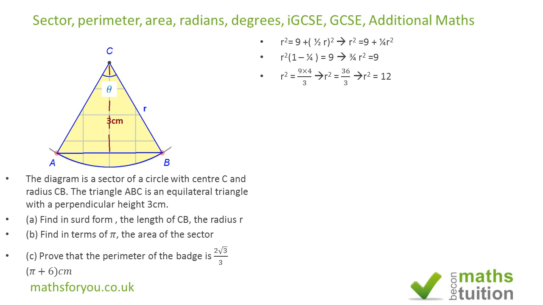Now, if we then take the square root of both sides, we have that R is equal to the square root of 12, which is the square root of 4 times the square root of 3. And the square root of 4 is 2, so R is now 2√3.